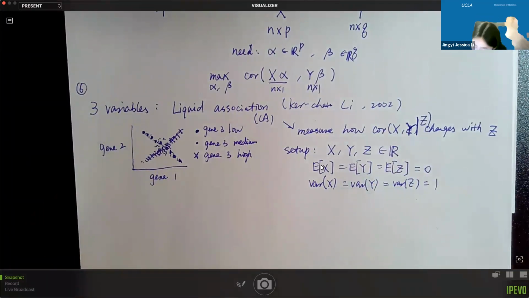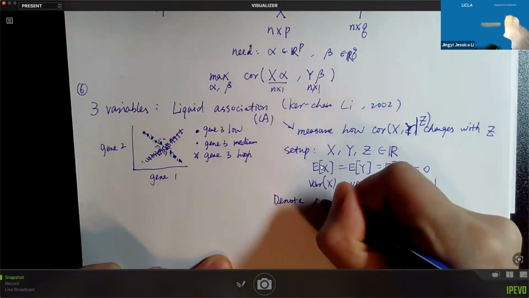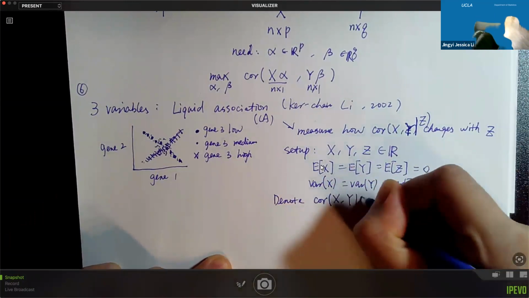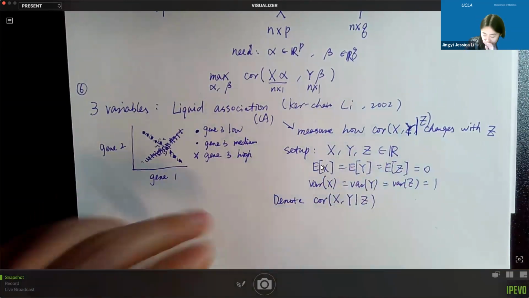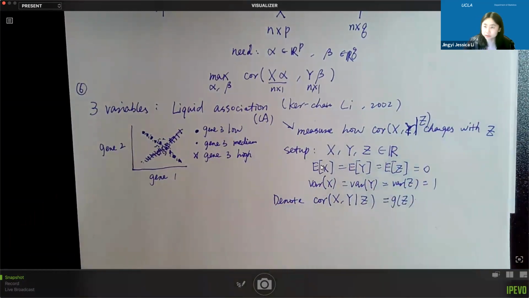So now let's denote this correlation of x and y given z. We are on the population level still. We denote this as g(z). It's a function of z. The function is about the thing that's in the condition.